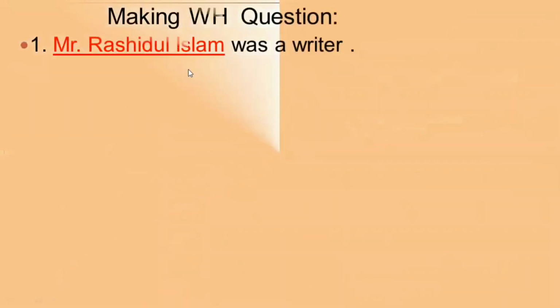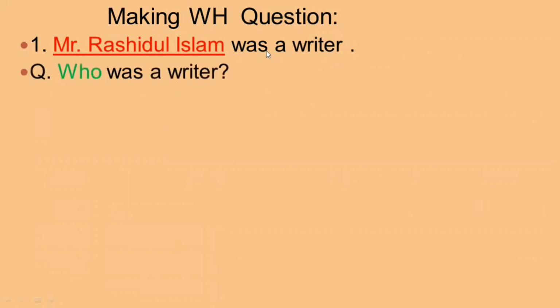Now student, let's practice some WH words. Mr. Rashidul Islam was a writer. My dear student, can you see the underlined word indicates the person and it is the subject? So the WH word will be who. And you have known that if the WH word indicates the subject, the rest of the words will be written as they are. So write here who, then the rest of the words, was a writer, then the question mark.